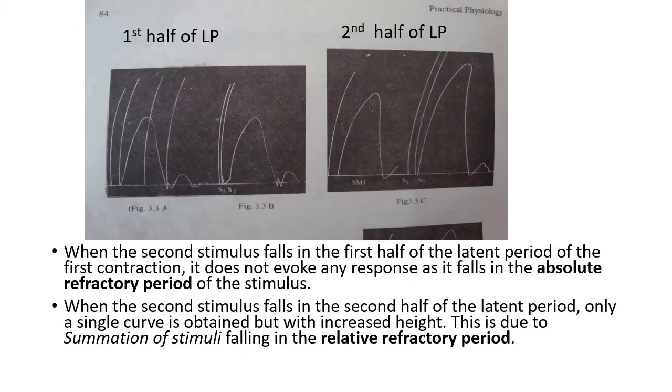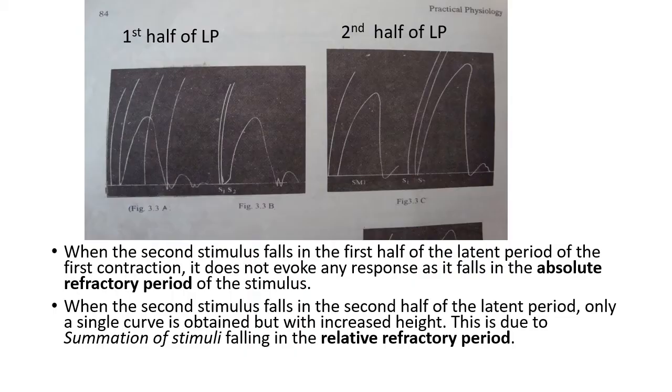When the second stimulus falls in the first half of the latent period of the first contraction, it does not evoke any response as it falls in the absolute refractory period of the stimulus. We already talked about it, that any stimulus which falls in the absolute refractory period, it will not evoke any kind of response. Got it? So now in the left graph, just compare the height of contraction of figure 3.3a and figure 3.3b is the same.